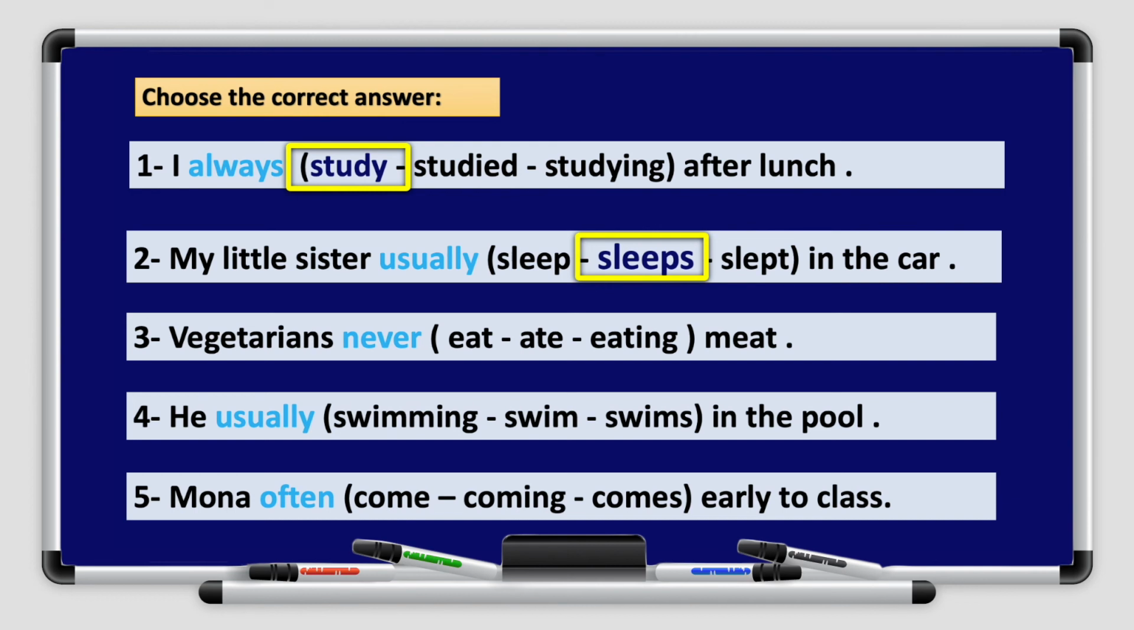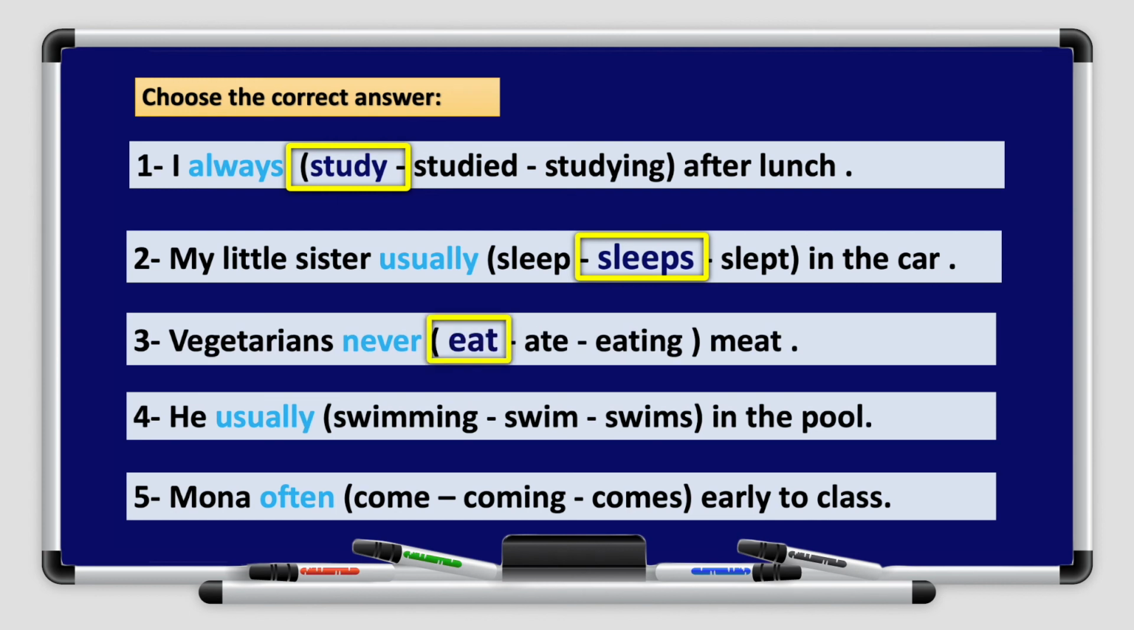Number 3, vegetarians never eating meat. Which one will you choose here? Excellent. Eat. We will choose eat because it is the only present simple. Let's move to number 4. He usually swims in the pool. Excellent. He usually swims in the pool, and here we use swims because the subject is he.